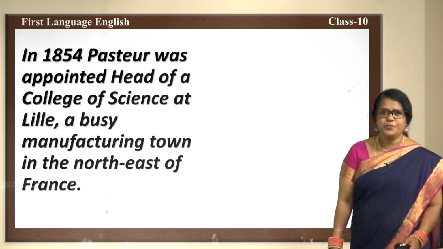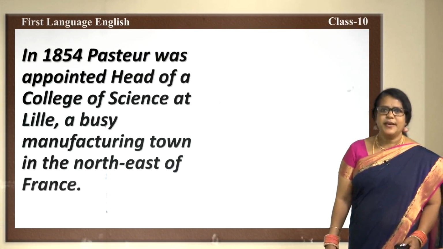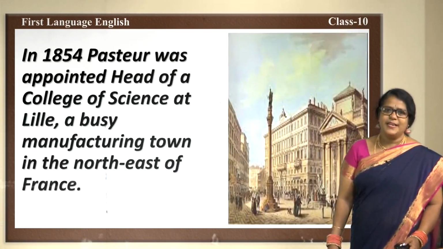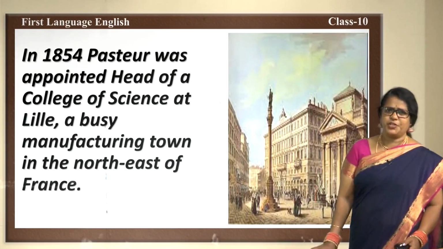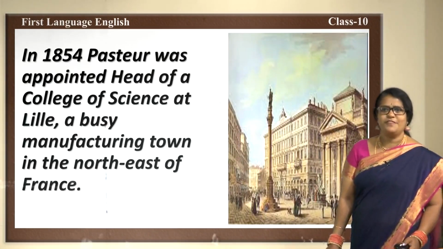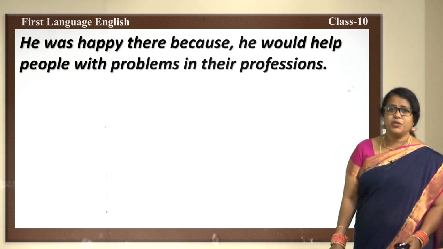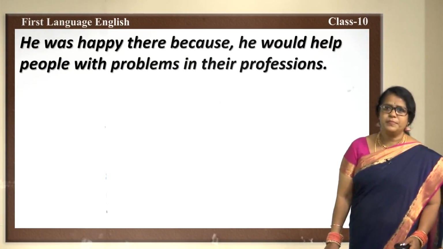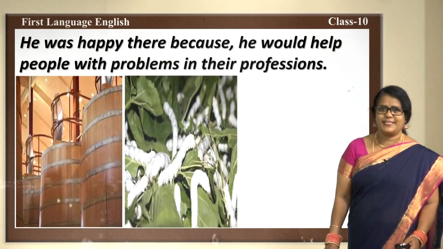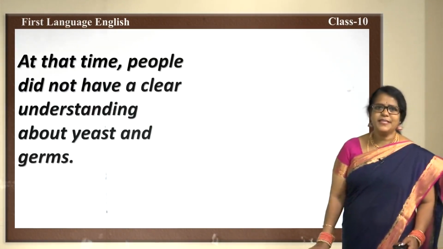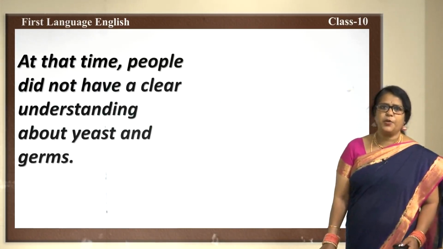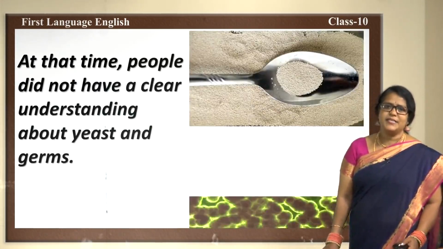In 1854, Pasteur was appointed head of a college of science at Lille, a busy manufacturing town in the northeast of France. He was happy there because he could help people with problems in their professions. At that time, people did not have a clear understanding about yeasts and germs.